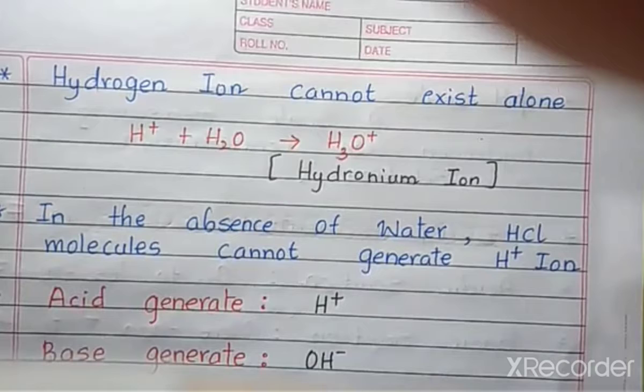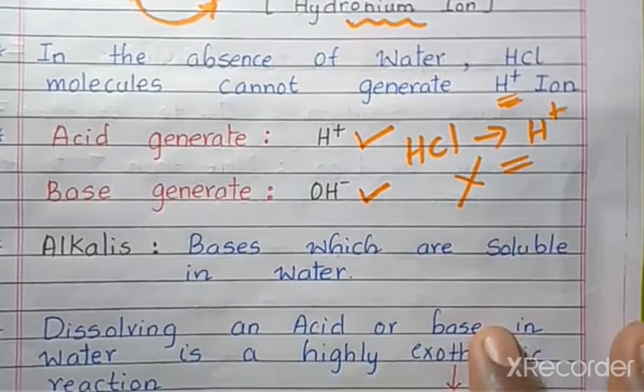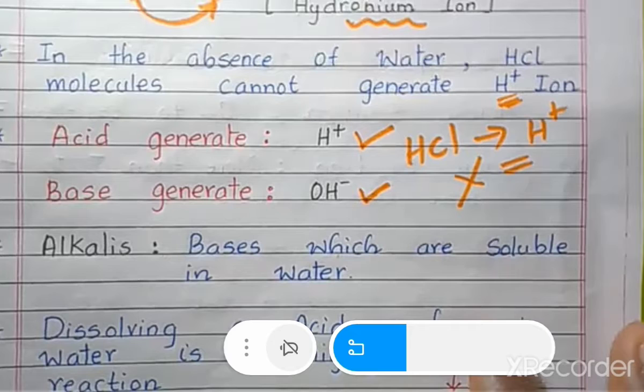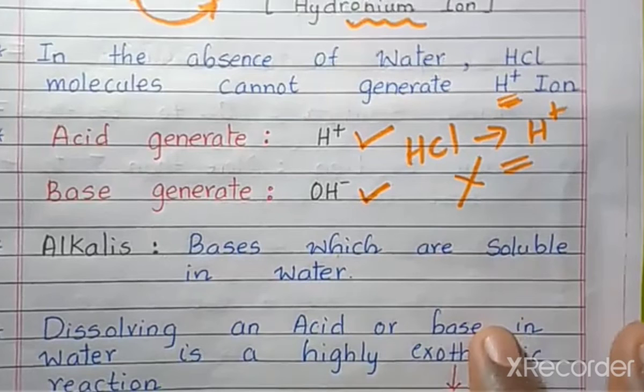Acid generates hydrogen ion, base generates hydroxide ion. These two important points to be remembered. Alkali. Alkalis means what? Bases which are soluble in water, that is known as alkalis.